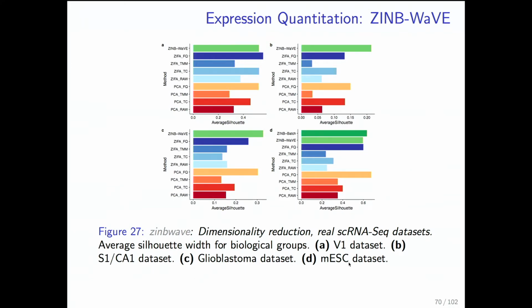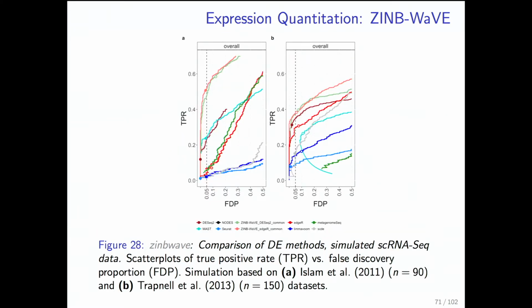So we already had labels for the cells. So we want to check the ability to recover these biological labels with each of the different dimensional reduction methods. So we get, again, better clustering by biological condition with our ZinB method. So this was really encouraging. And now I'm going to turn to the differential expression application of ZinB-Wave.